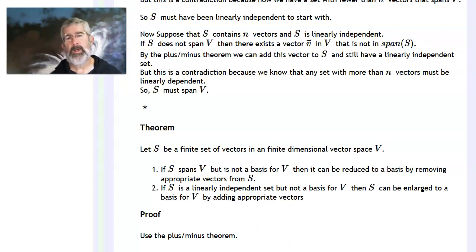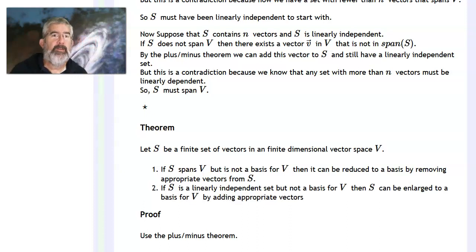Look at the first part. Right. If S spans V but is not a basis, that means it must not be linearly independent, right? Because if it was linearly independent and it spans, it would be a basis. And so we know it spans, so it must not be independent. So there must be something in S that we can throw away. So throw it away. The span will still be the same from the plus-minus theorem.